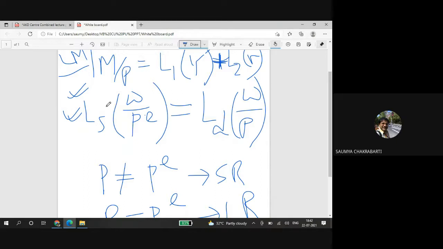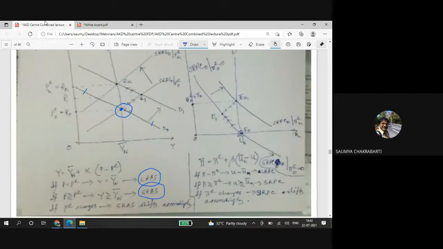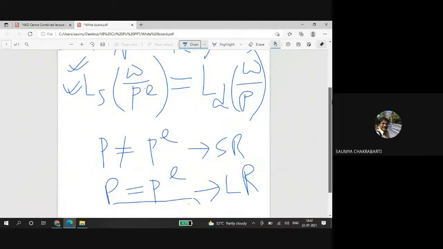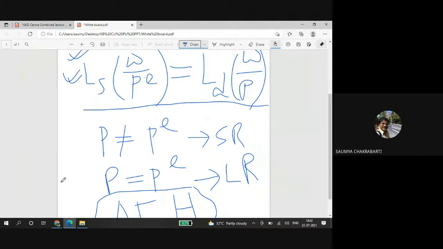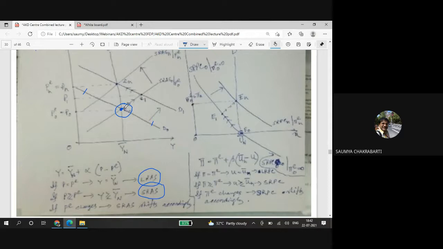Now here, what is happening at E naught? At E naught, it's very interesting. There is long run, short run convergence. Means what? We are basically having this one with this one, not this one. So P not equal to PE is ruled out at E naught. Because you see P is equal to PE, I have already mentioned, at this point P is equal to PE. Means what? It is a long run equilibrium situation. So this is an initial long run equilibrium position which is at the natural rate of output.